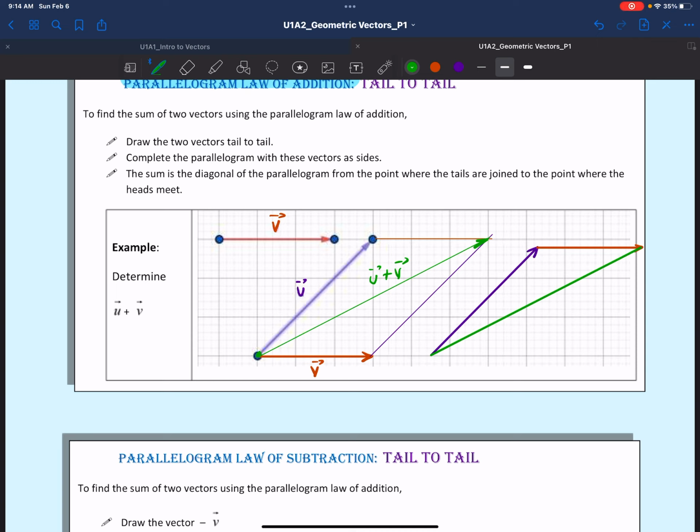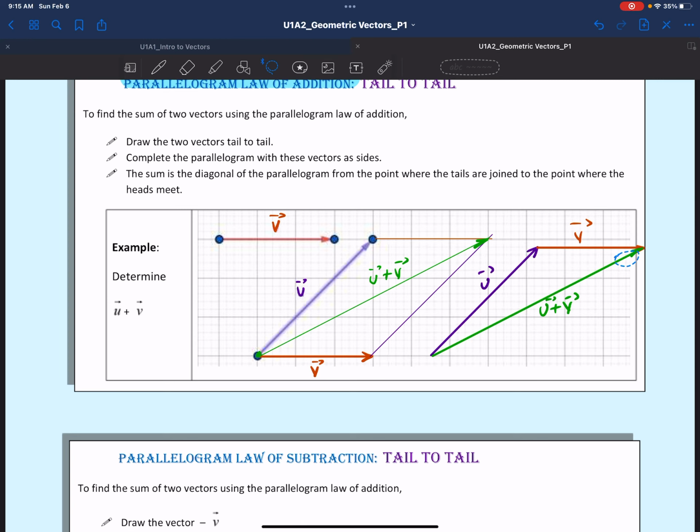And I want us to compare the sums u plus v found using two different methods. So as you can see, the two methods both produce the same vector. So if we want to prove it, why don't we grab this vector, bring it here to see if they are exactly the same, and they are.